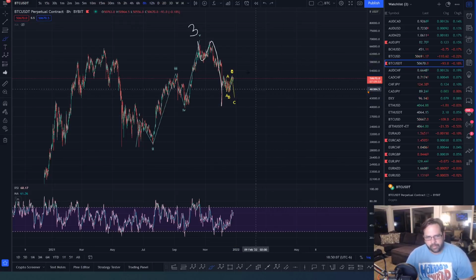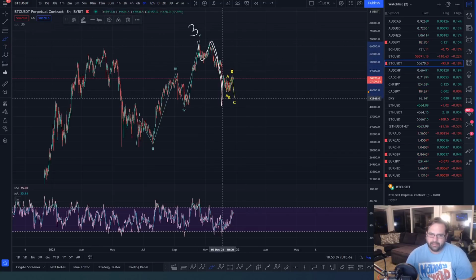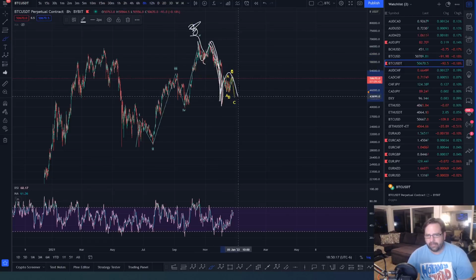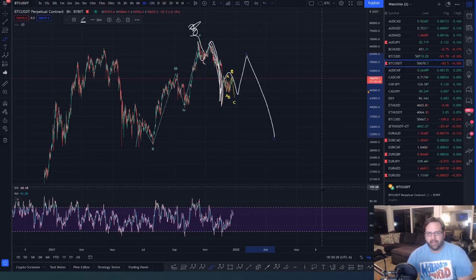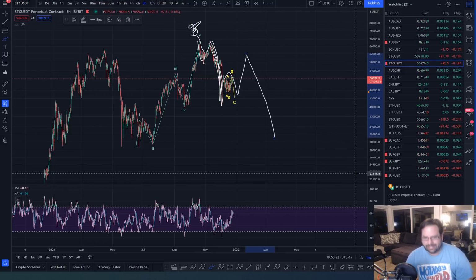Okay, I don't want to get too much farther than that, because I've got a couple other counts here that basically say, well, listen, I could nullify what I just said here. This could be some kind of an impulse down. This could be a 3-wave move back, and we could get a deeper target. There's some counts that say that.